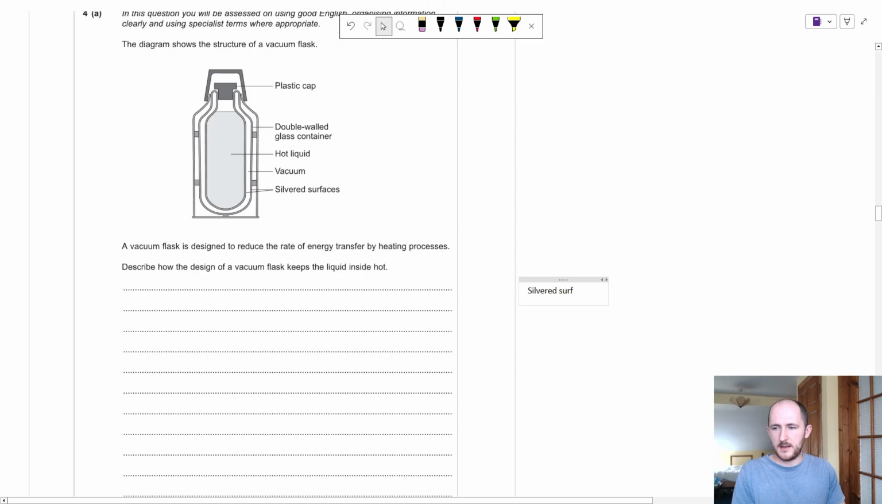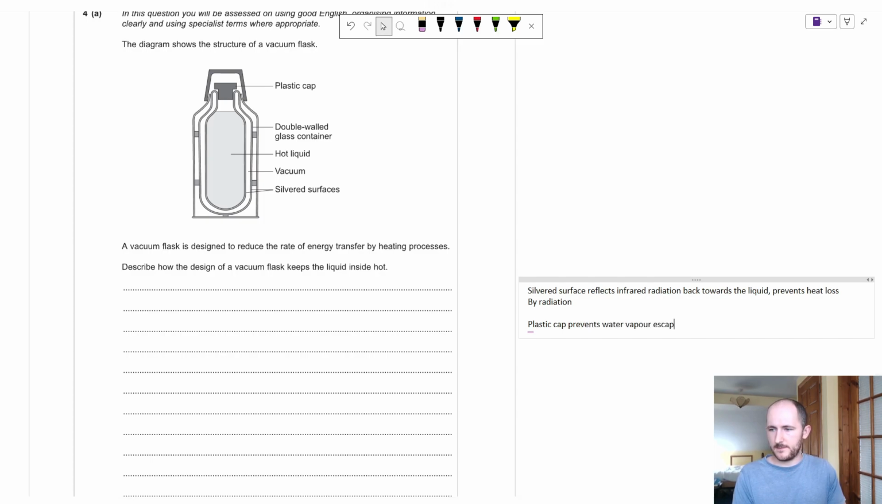Well, think about what silver is. It's reflective, right? So the silver surface reflects infrared radiation back towards the liquid. So it prevents heat loss by radiation. What next? We have a plastic cap. So the plastic cap prevents water vapor escaping, which prevents heat loss by evaporation.